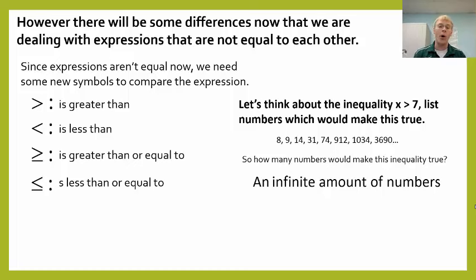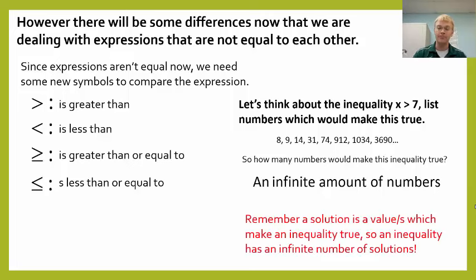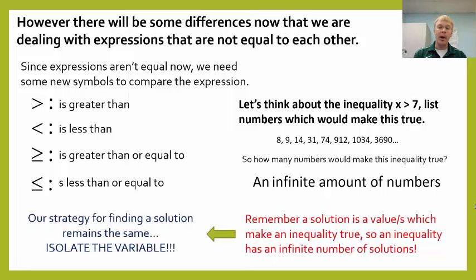Our equations had 1, maybe 2 values that would make it true, or it was all real numbers. You can notice we do have an infinite amount of solutions, but it's not all real numbers. It's only the real numbers that are greater than 7. So what we have to remember here is that a solution is still something that is going to make our inequality true, right? And there are an infinite amount of numbers that will do that. But our strategy for finding those values is going to stay the same.